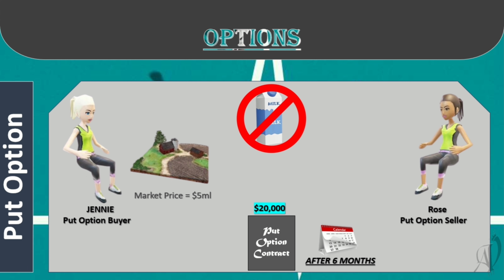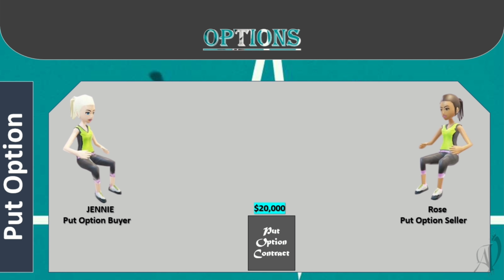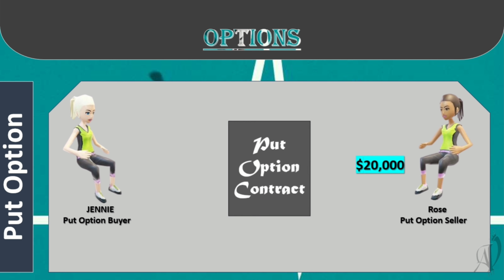But as the put option buyer, she has the right but not the obligation to sell her farm. And after 6 months, if Jenny decides to sell her farm, then Rose will have to buy the farm. But if Jenny decides not to sell the farm, then Rose can keep the option premium of $20,000 with her.